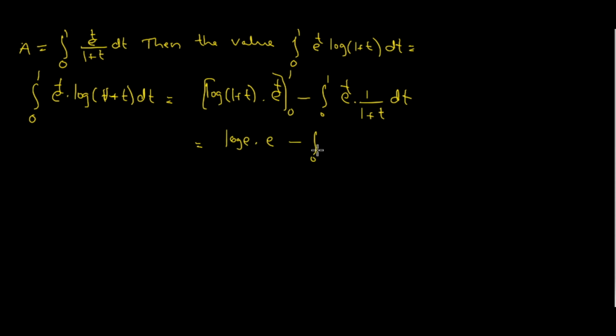That is equal to the integration from 0 to 1 of e^t/(1+t) dt, which is e log 2 minus this total integration value, which is given as A. So the answer is e log 2 minus A.